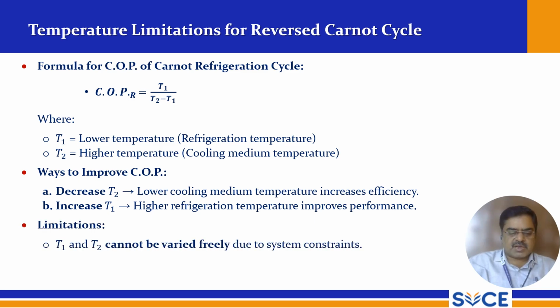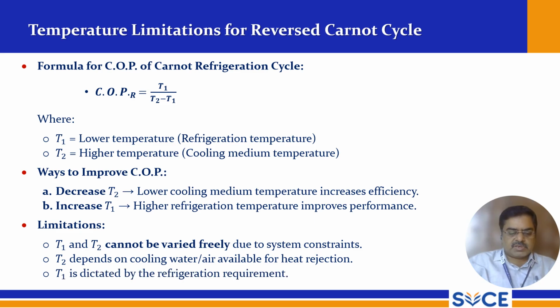The limitations are that T1 and T2 cannot be varied freely due to system constraints. T2 depends on the cooling water or air available for heat rejection. T1 is dictated by the refrigeration requirement only. So these are the limitations when we want to adjust T1 or T2.